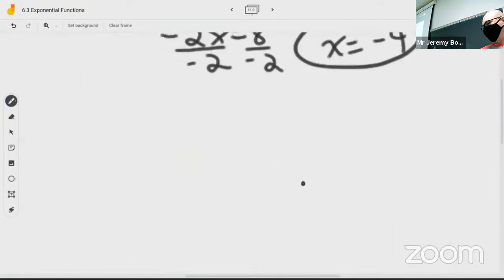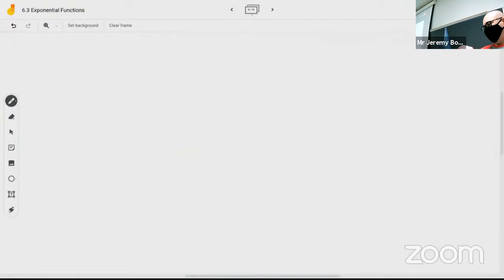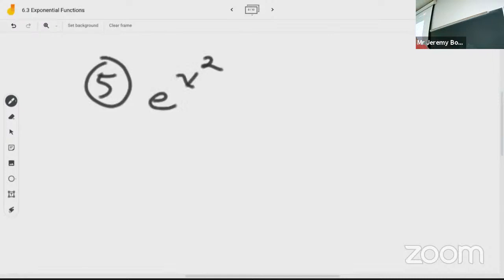One last one. It's a tough one. There's another example of this one in the notes, and probably the book too. But I wanted to change it up a little bit. So e raised to the x squared is equal to e raised to the 3x over e squared.